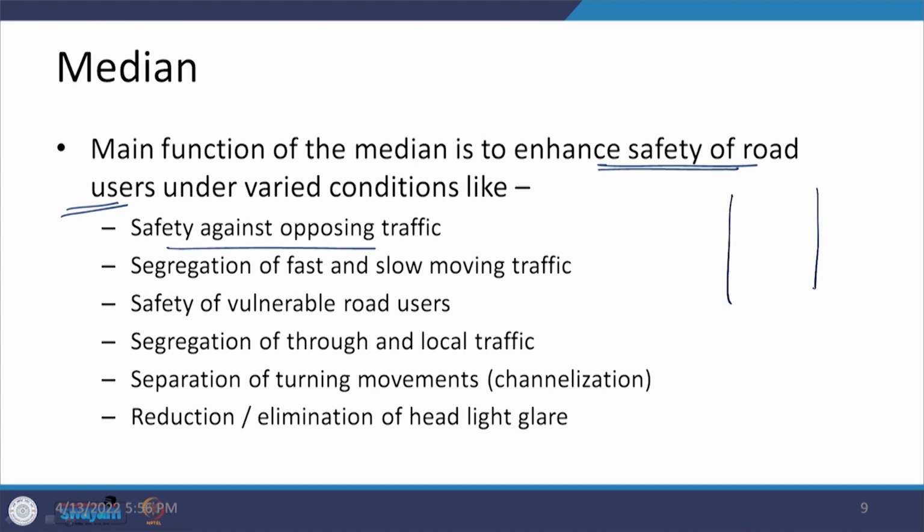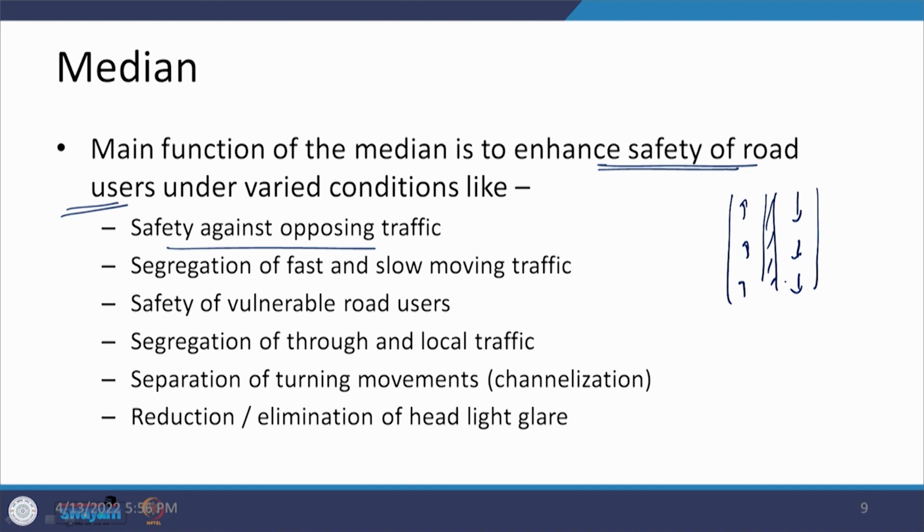So, you have this carriageway in the center of the road, a median has been provided. The traffic is moving in this direction here, and the traffic is moving in the opposite direction. There is no possibility of a head on collision in this case. Segregation of fast and slow moving traffic.